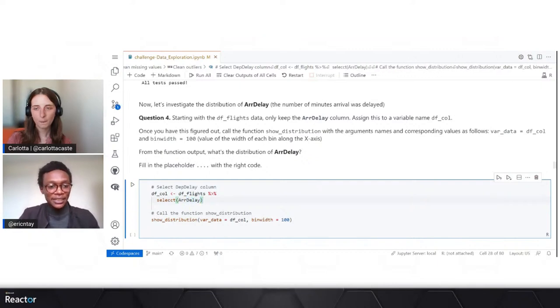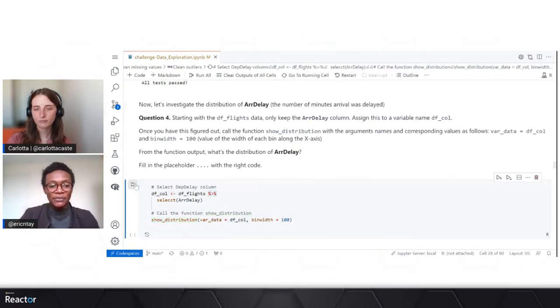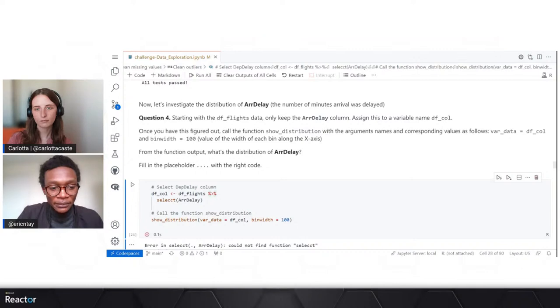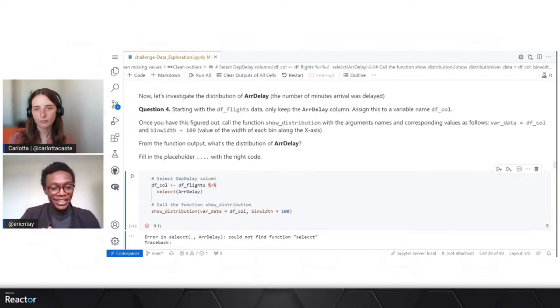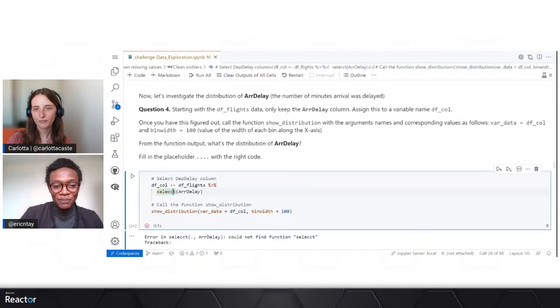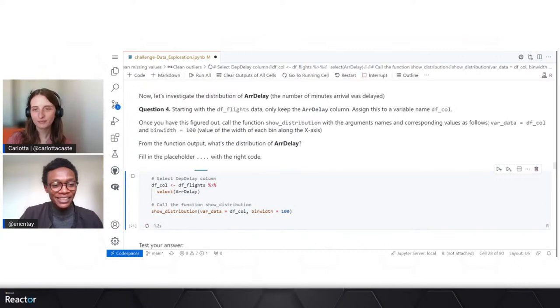And then once you've selected it, we'll pass it to a variable name known as dfcall. After that, we'll pass the dfcall variable name to the show distribution function. So let's see whether these two columns have the same distribution. And we got an error. What's the error telling us? Could not find function select. This is a really good thing about R, because even the errors point in the right direction. The error here was me putting a double C in select. That's a typo. But let's run this again.